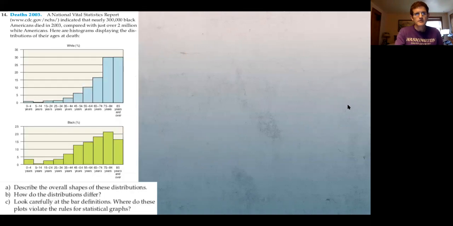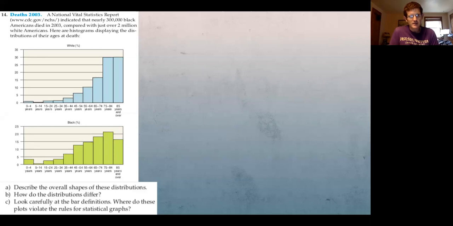Let's see. This right here, we're comparing two histograms. The National Vital Statistics Report indicated that nearly 300,000 Black Americans died in 2003 compared with just over 2 million white Americans. Here are histograms displaying the distribution of their ages at death. Describe the overall shapes of these distributions. Now the first two questions, because the next one says, how do the distributions differ? Let's just go ahead and compare these two.